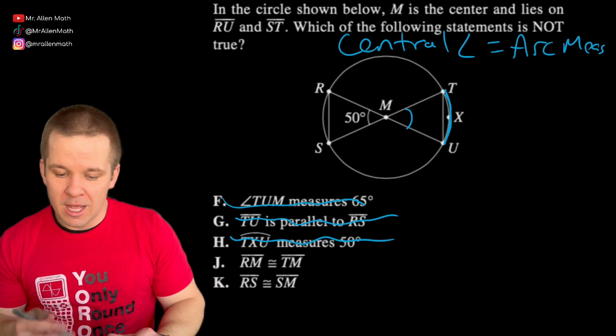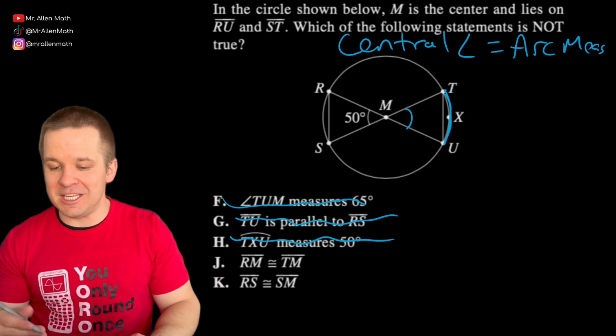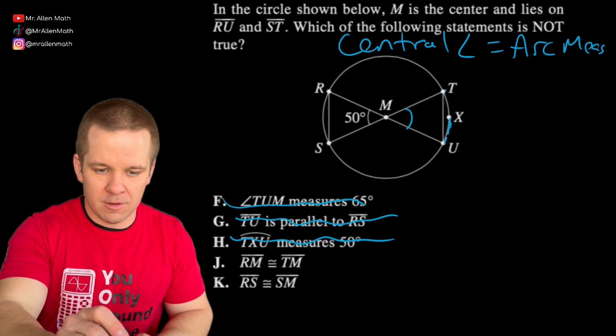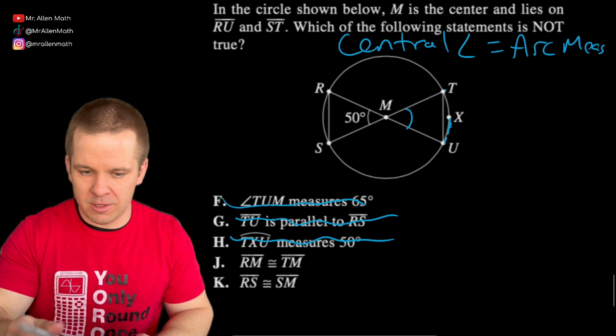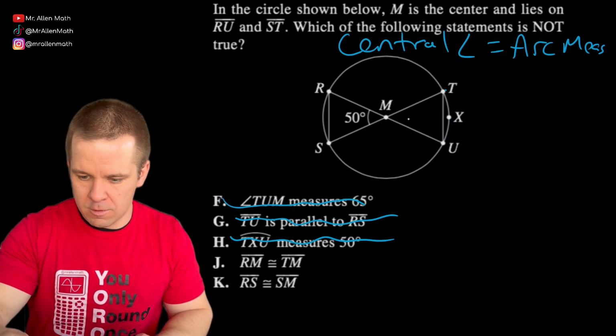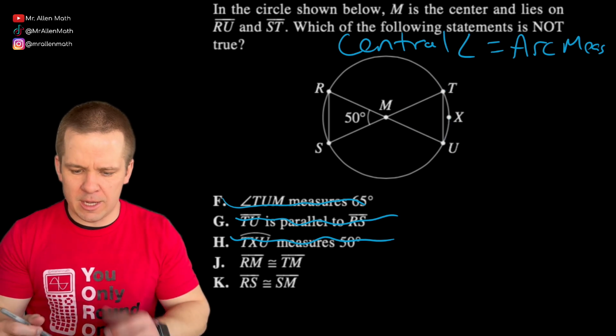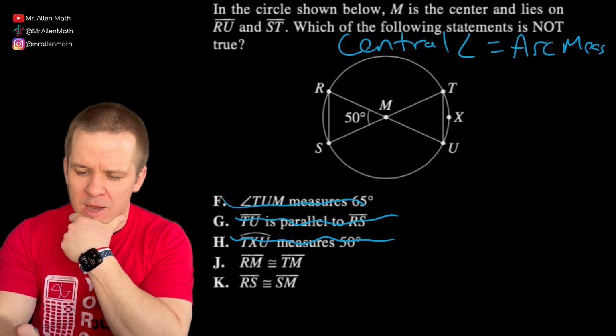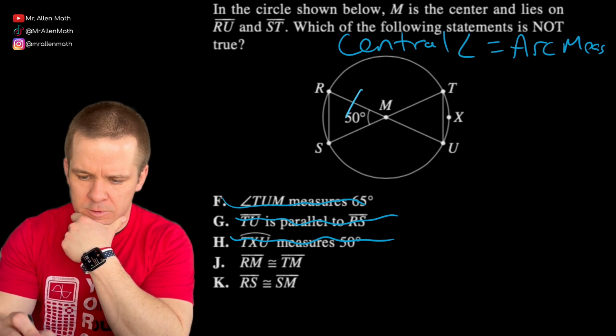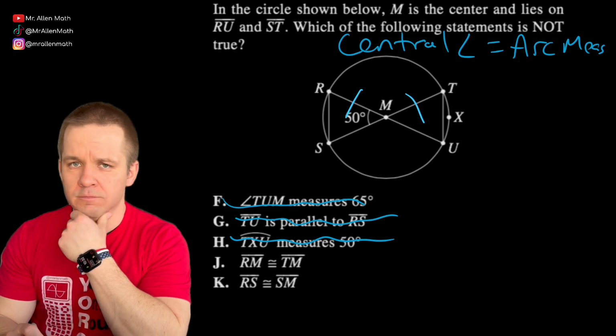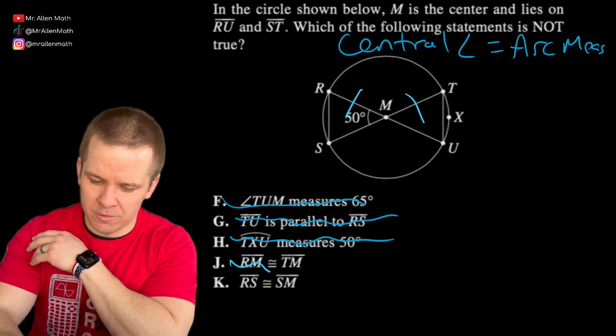It's off the board. Next one: RM is congruent to TM. Let me get a different eraser here. RM is congruent to TM. Those are both radii, right? Off the board. They are definitely congruent.